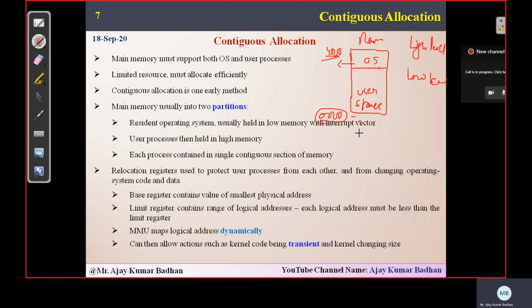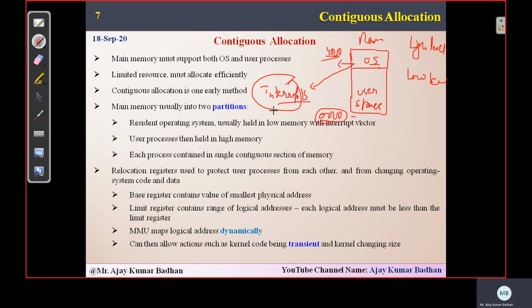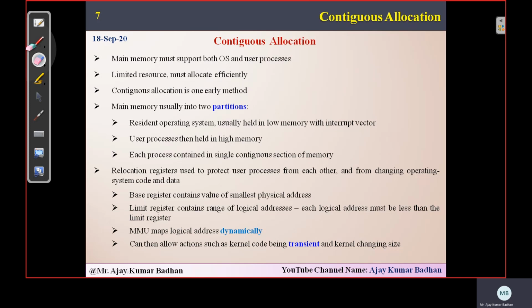But what happens exactly here? The operating system is mainly concerned with the different types of interrupts that we generate, because it is the one that is going to handle these interrupts. These interrupts can be stored in your lower level memory. That's the reason the operating system will always be stored in lower level memory.